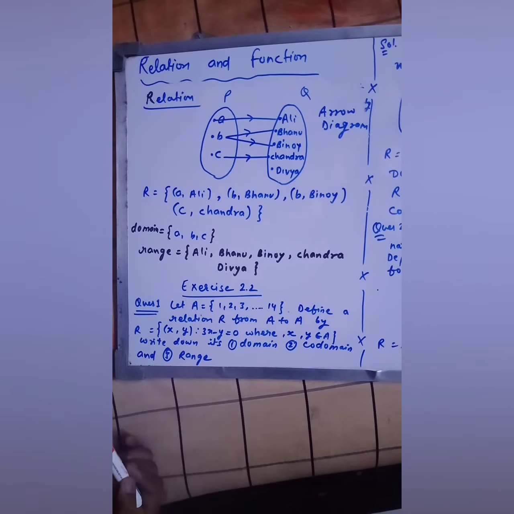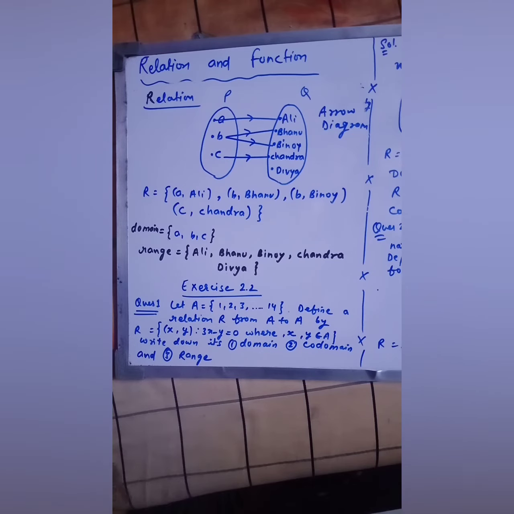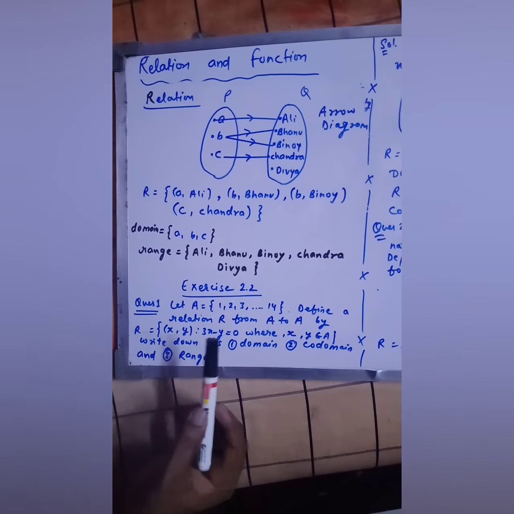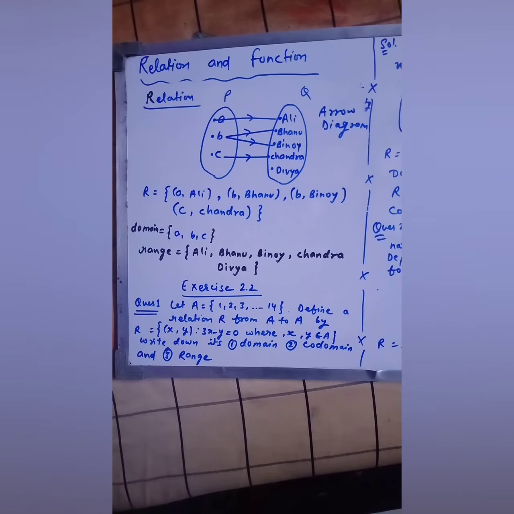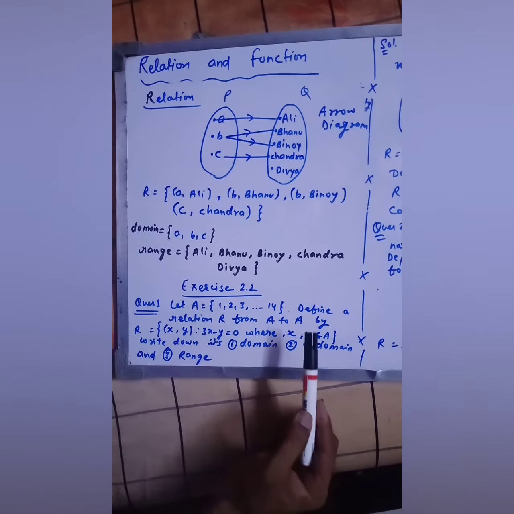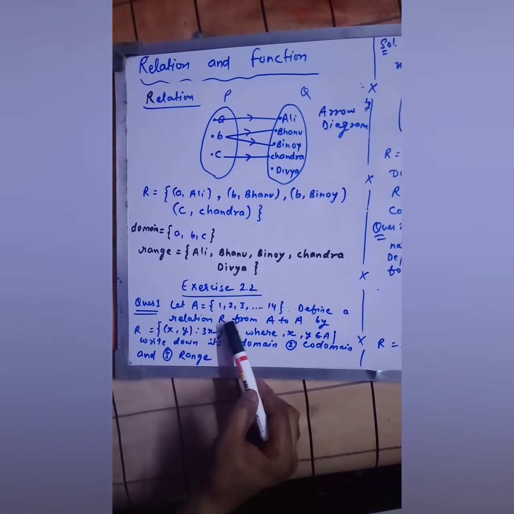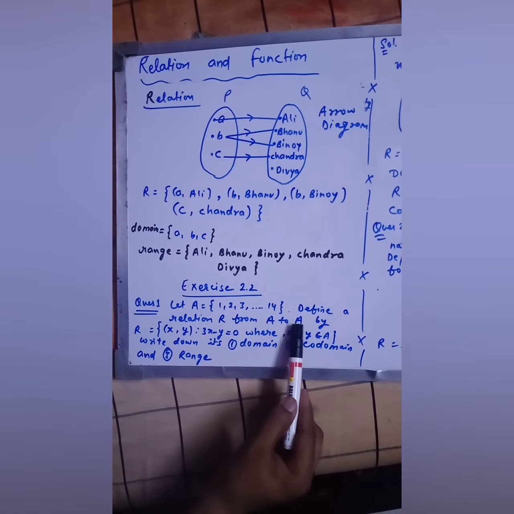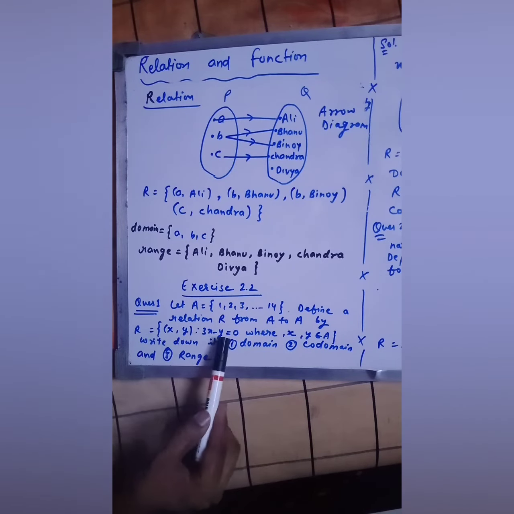Now let's start our exercise 2.2. When you solve the questions of this exercise, you will understand the whole concept. Here set A is given to us, in which we have elements from 1 to 14: 1, 2, 3 and so on up to 14. These are the elements of set A. And we have to find the relation R from A to A by this given relation.